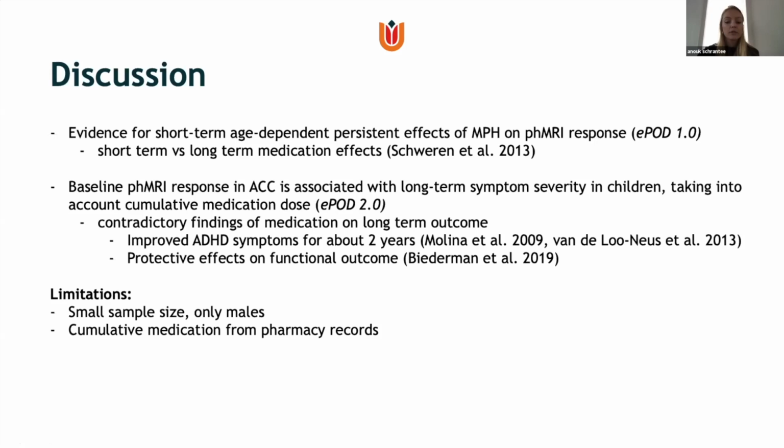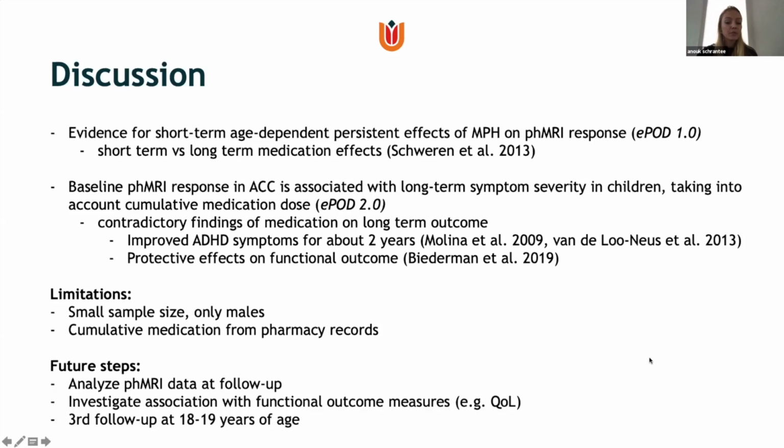Of course, we also had some limitations to our studies. Our sample size, particularly at follow-up, was rather small, and we included only male subjects. And another limitation to our study is that we used the cumulative medication dose that we obtained from pharmacy records, as we could not verify adherence, and therefore this is an estimate, of course. Additionally, the question would also be whether cumulative medication dose is the best predictor, or whether we should consider timing of dose, mean daily dose, or another variable.